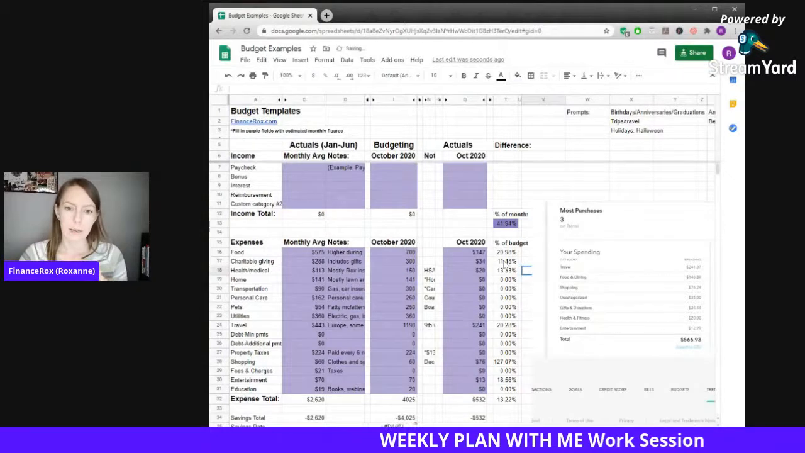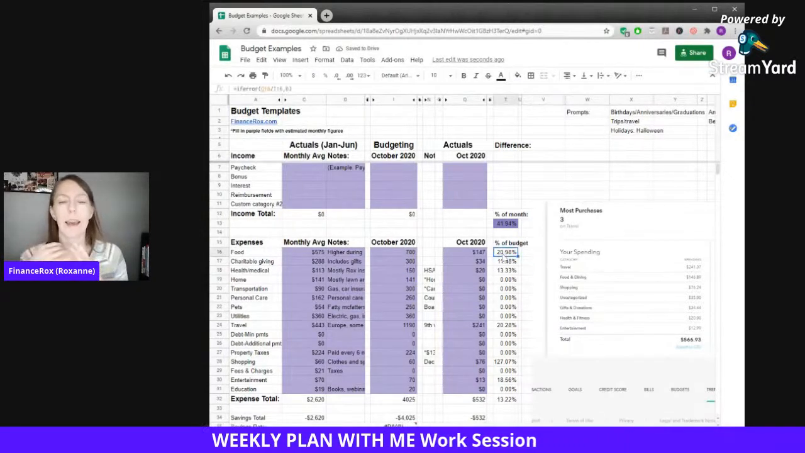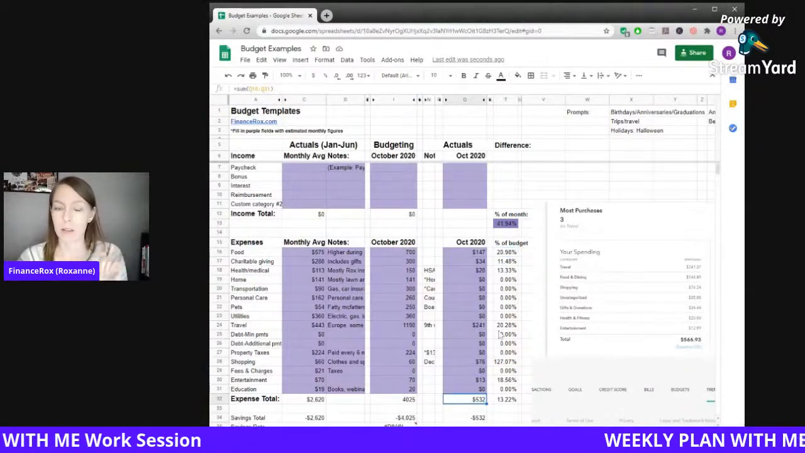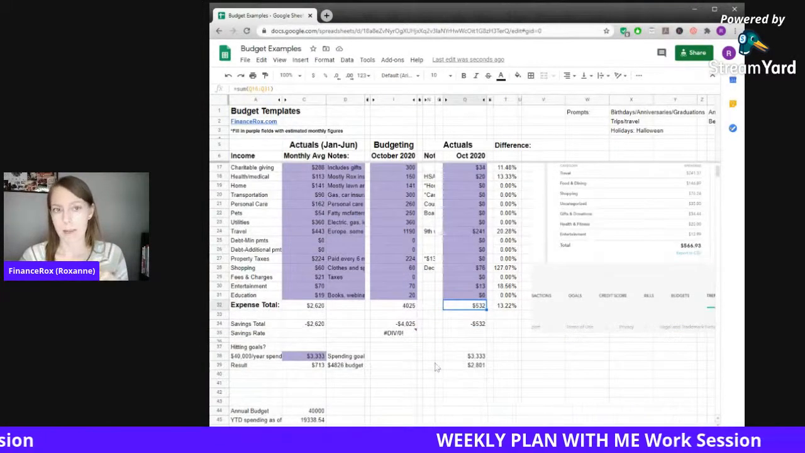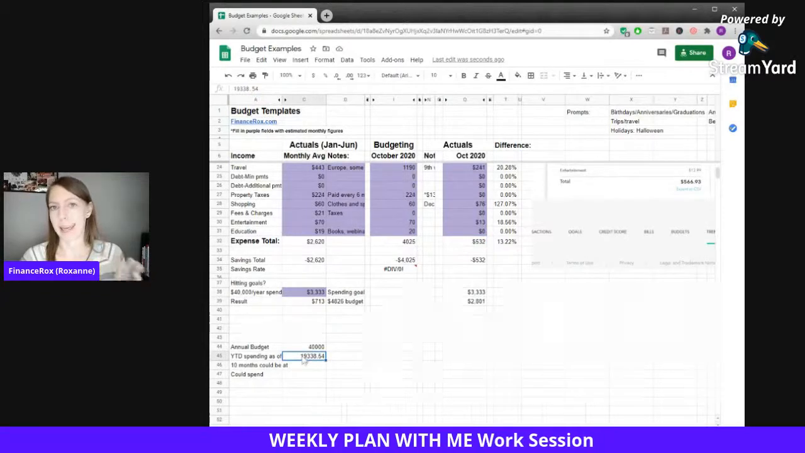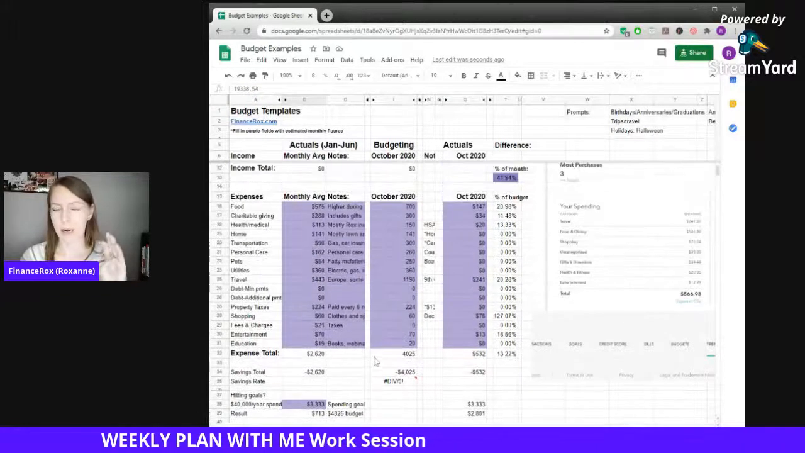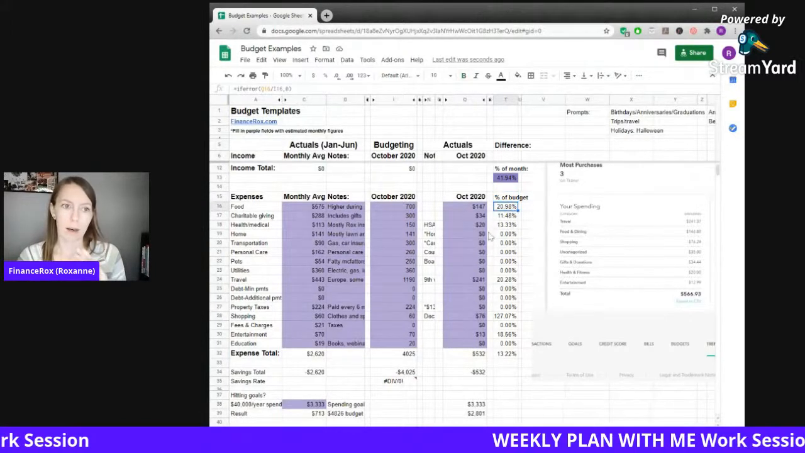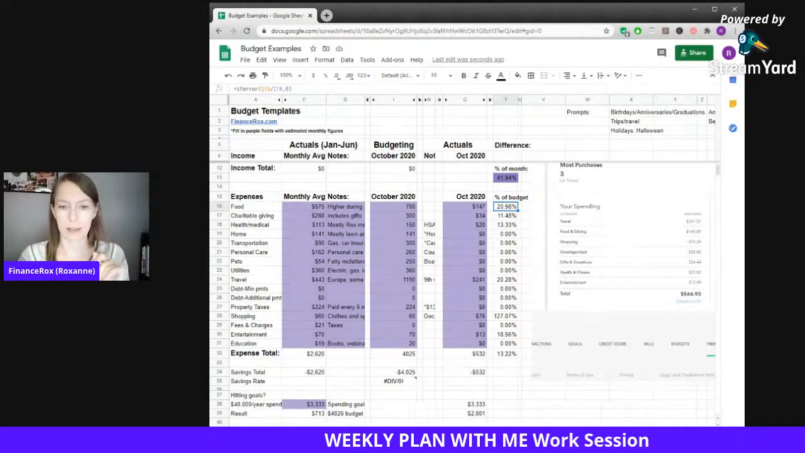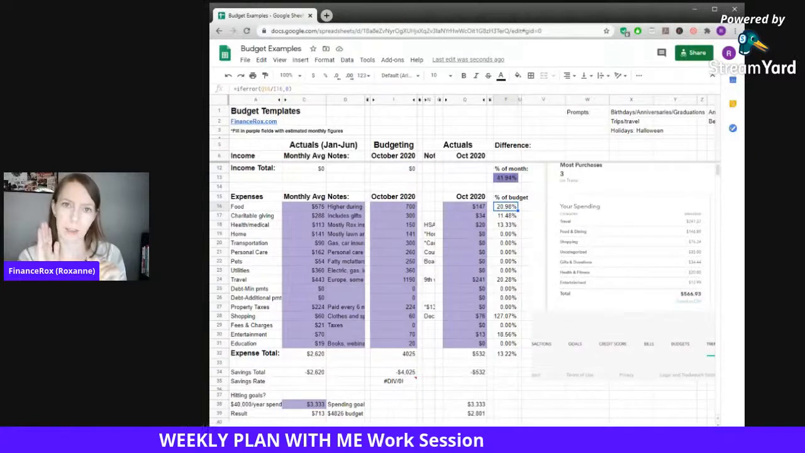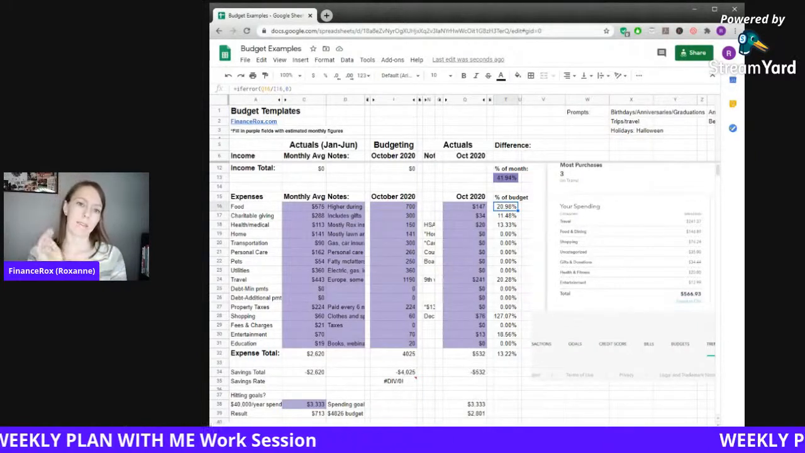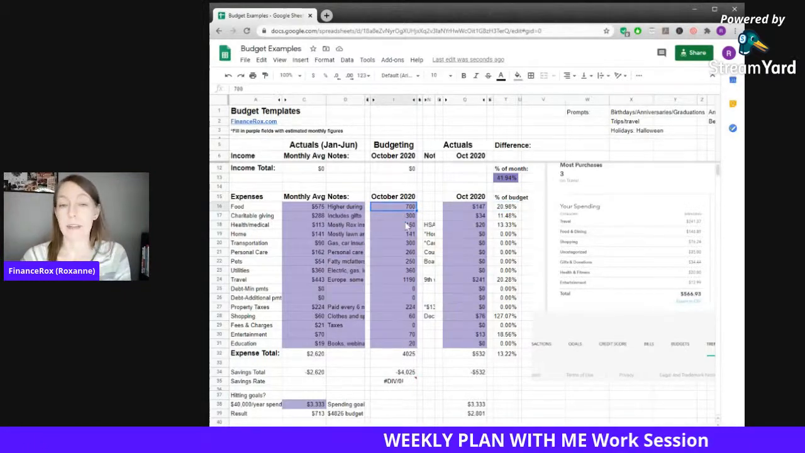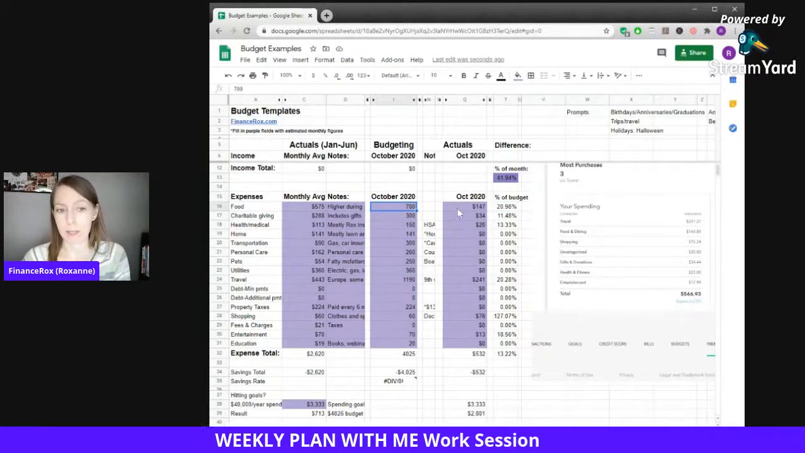So I do like to do a review by category, a review in total for the month, and then I do my annual review. So I just wanted to kind of break that out a little bit. So I do percent of budget, which you can ignore the formula. It's just actual spending divided by budget. So in this case, I had $700 budgeted for food.